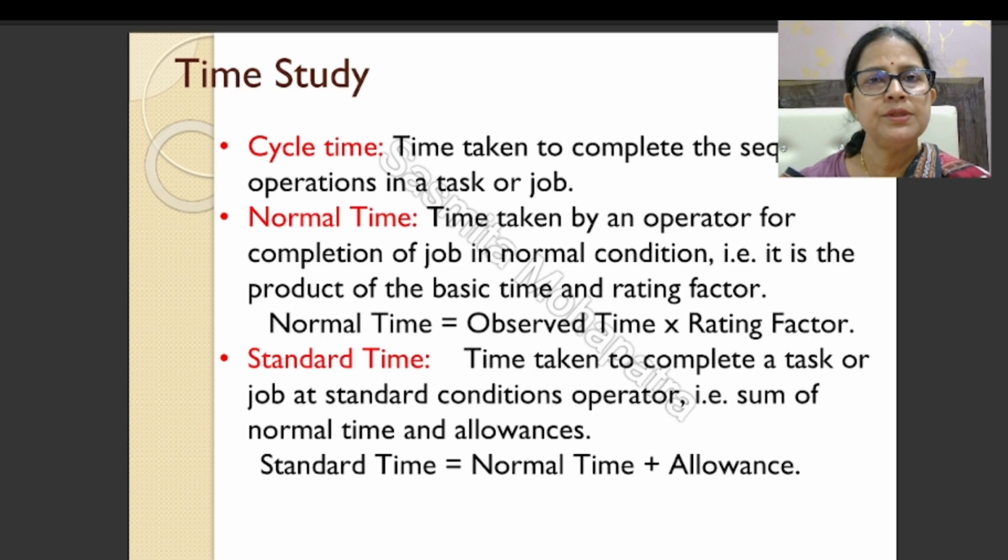Then how are we going to calculate standard time? The standard time is calculated by adding our normal time with the allowance. Always, allowance is given on the basis of your normal time. Allowance is given on the normal time.